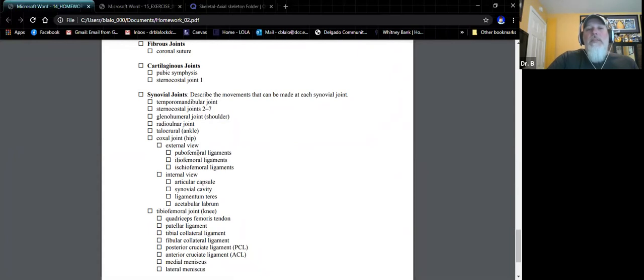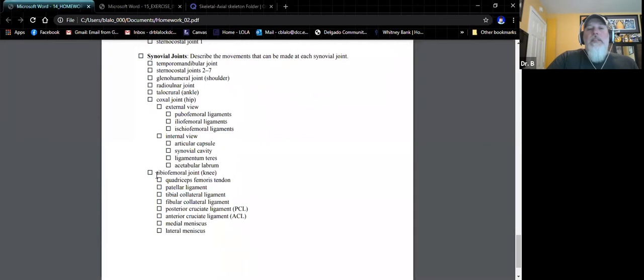was talking about in the video that Dr. Rosenzweig made. She identifies these external ligaments. You won't see an internal view, okay? But you should know the different parts that you have on the internal view. And then the tibiofemoral joint, or the knee joint. We will identify all of these structures on the tibiofemoral joint.